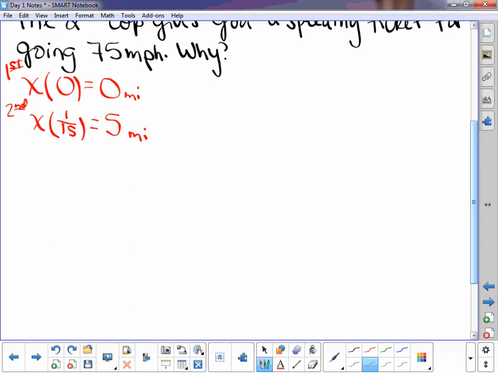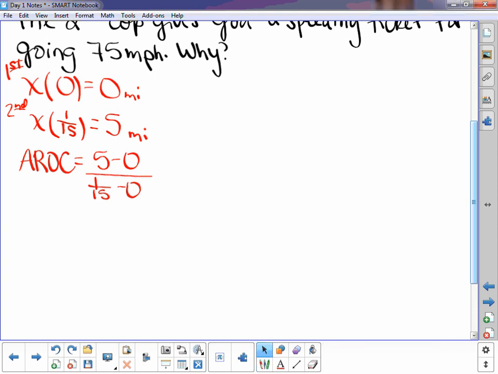Okay. So my speed, or my average rate of change, is going to be 5 minus 0 over 1/15 minus 0. Now think about what we just did here. This is my average rate of change. These are my endpoints of position. If I am doing the average rate of change of position, so change in position over change in time, what does that give me?